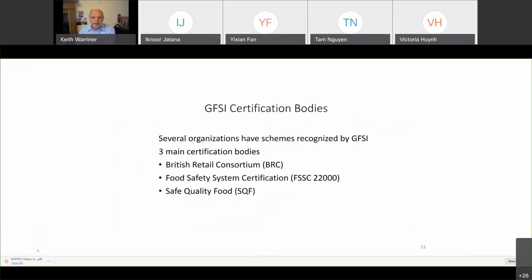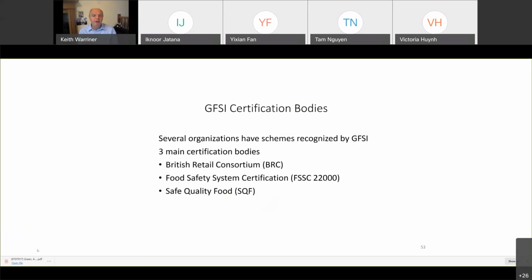Now, the companies that actually do the standards are what we call certified by the GFSI. So it's the big ones, and there are about 7 or 8 of them. The ones over here in the US and Canada are the SQF, the Safe Quality Food, and the ones over in Europe are usually the BRC, which is the British Retail Consortium, and the popular one, if you want to call it popular, is the Food Safety System Certificate.